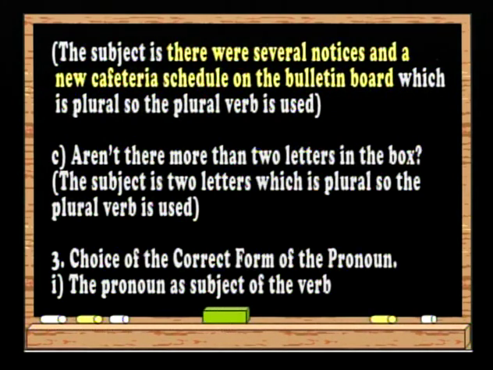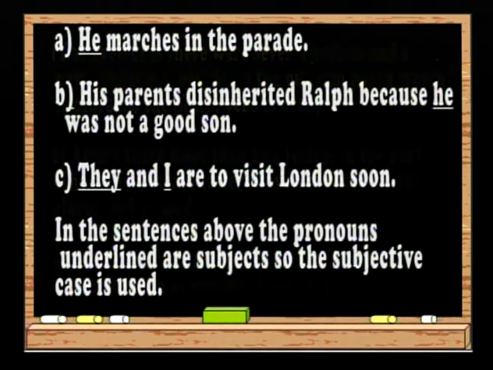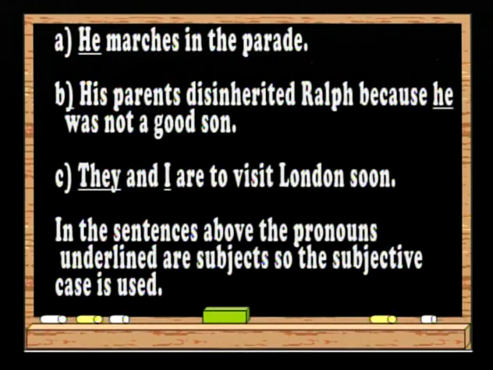Choice of the correct form of the pronoun. The pronoun as subject of the verb. He marches in the parade. His parents disinherited him because he was not a good son. They and I are to visit London soon. In the sentences above, the pronouns underlined are subjects, so the subjective case is used.